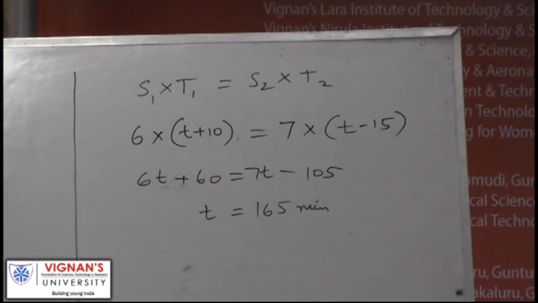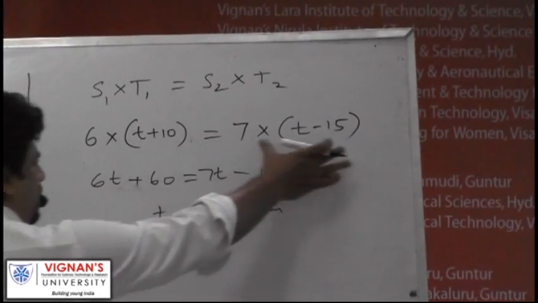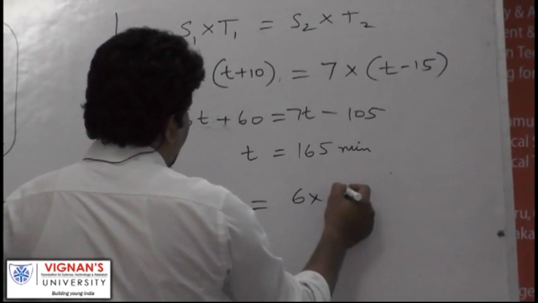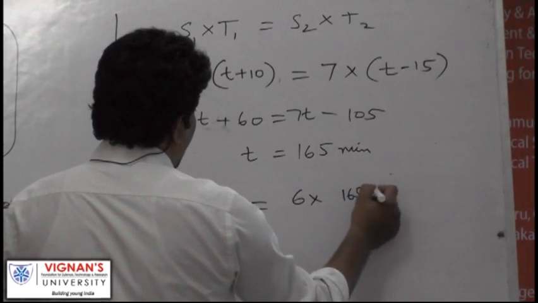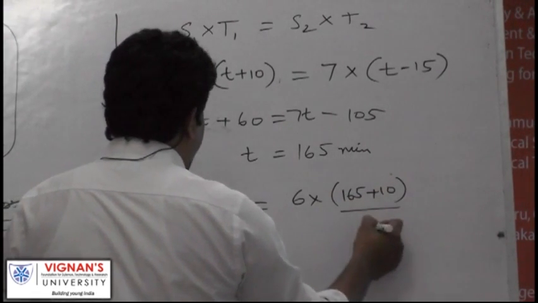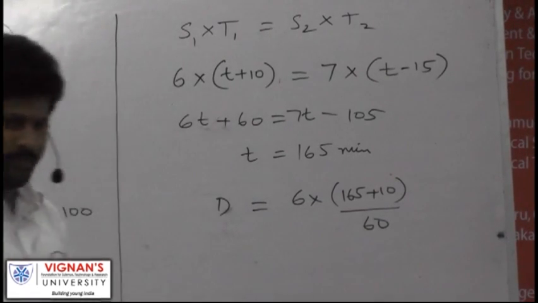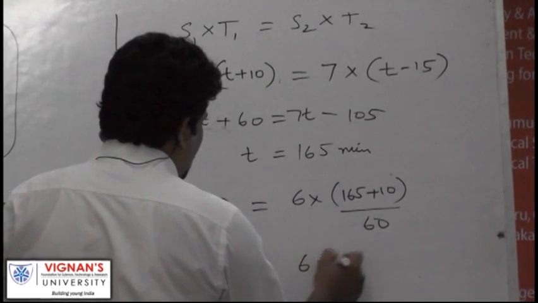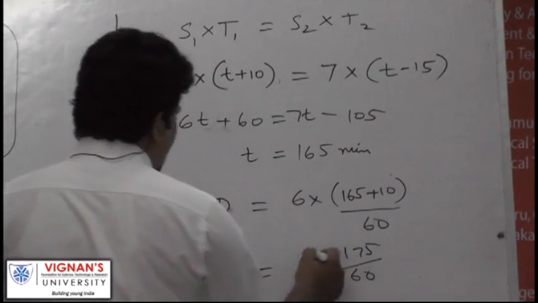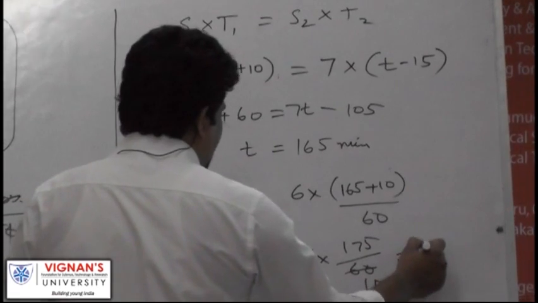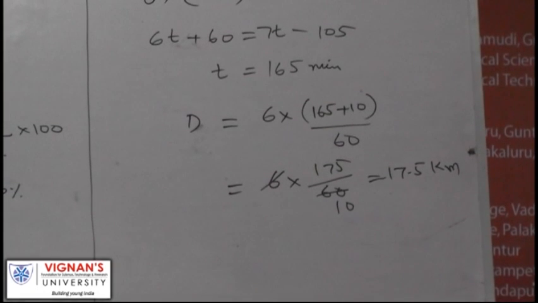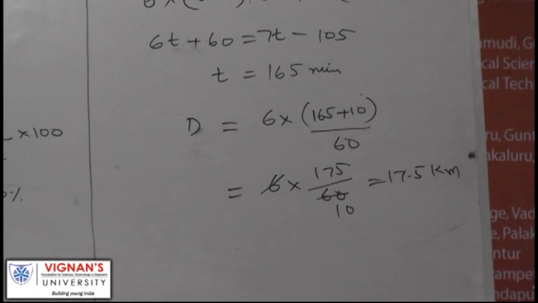T value. Now let us calculate, what is he asking? Distance from house to office. So how to calculate distance? You can take this one or this one, which both give you distance. Distance equal to 6 into T, that is 165 plus 10. Now we need to divide it by 60, because that is in minutes. Right? So what is it? 6 into 175 by 60. 6 into 10 times. So it is 17.5 kilometers. This is the basic method of calculation.